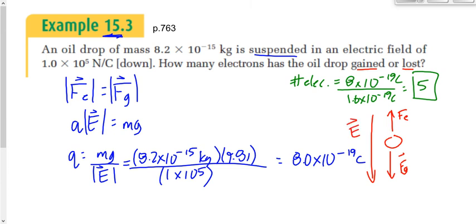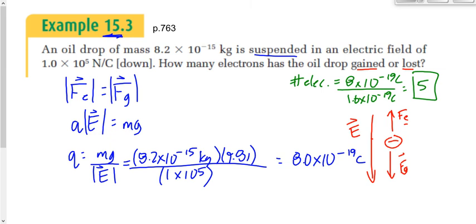Electric field downward. If the force is opposite to the field, what kind of particle does it have to be? Remember, you're either with us or you're against us. If you're against us, then you must be pretty negative, right? Negative particles experience a force opposite to the field. Positive particles experience an electric force with the field.